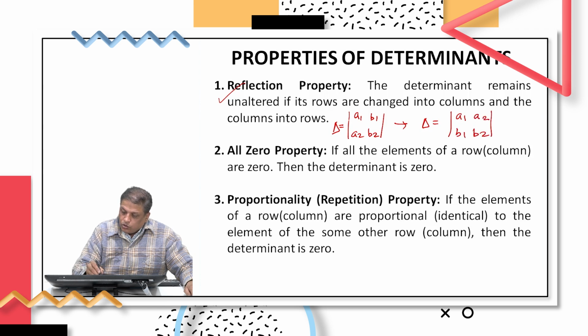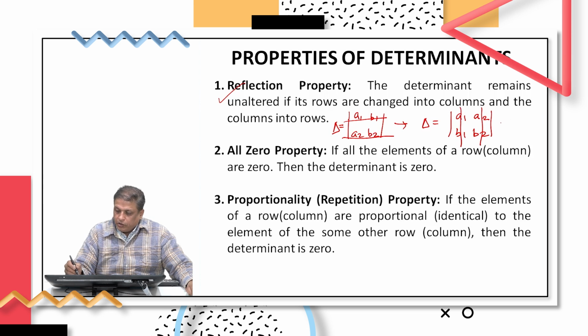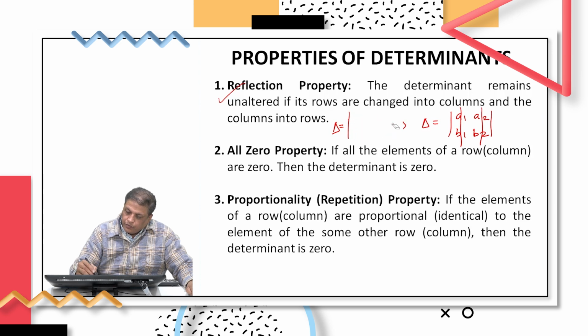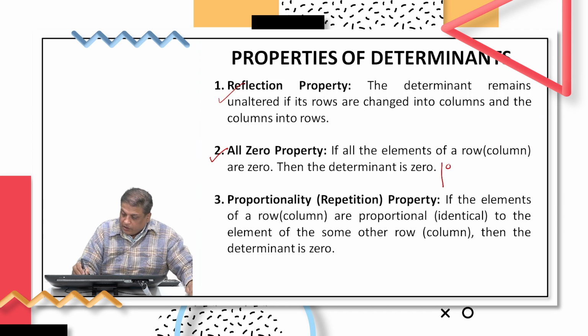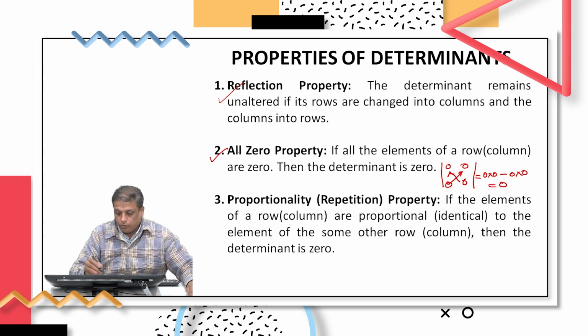So the same value delta will be there if rows are changed into columns, or columns are changed into rows, and vice versa. It is the reflection property. Next, the all zero property. If all the elements of a row or column are 0, then the determinant is 0. So that means if all the elements are 0, then this into this minus this into this is 0 into 0 minus 0 into 0, which is equal to 0. This is self-explanatory. This is the all zero property.